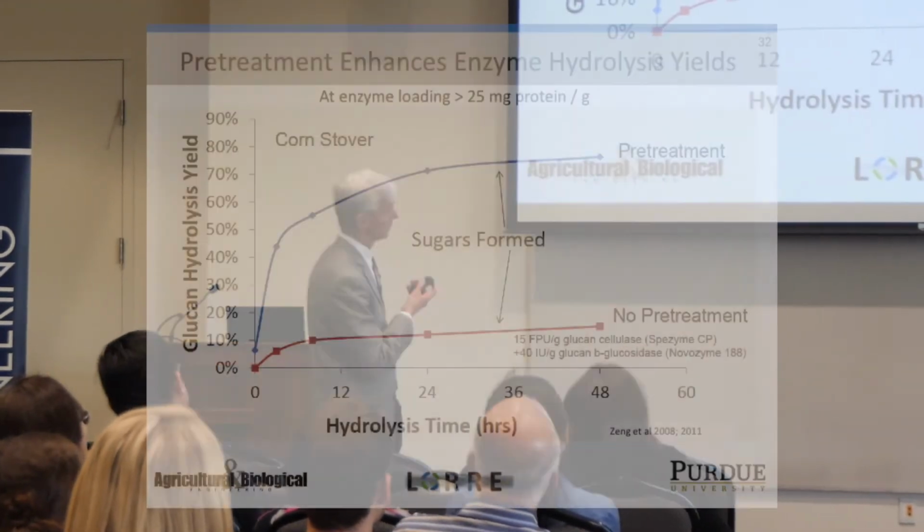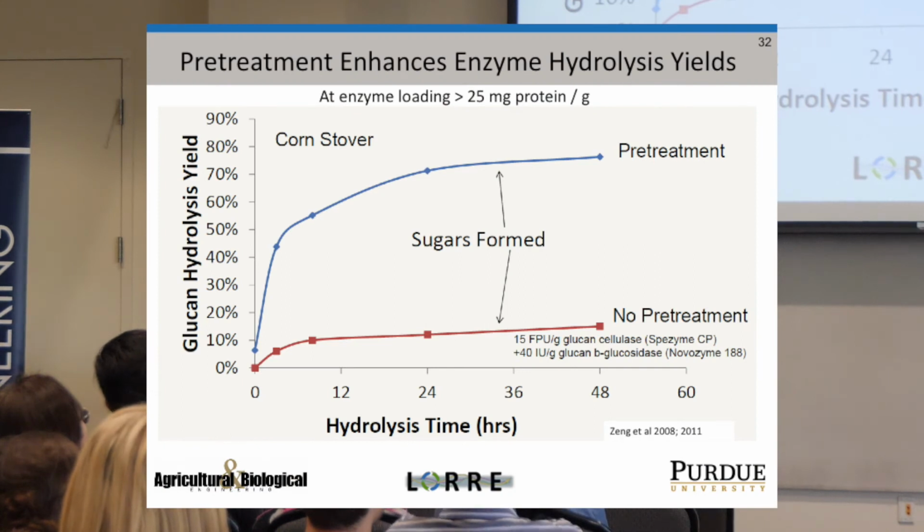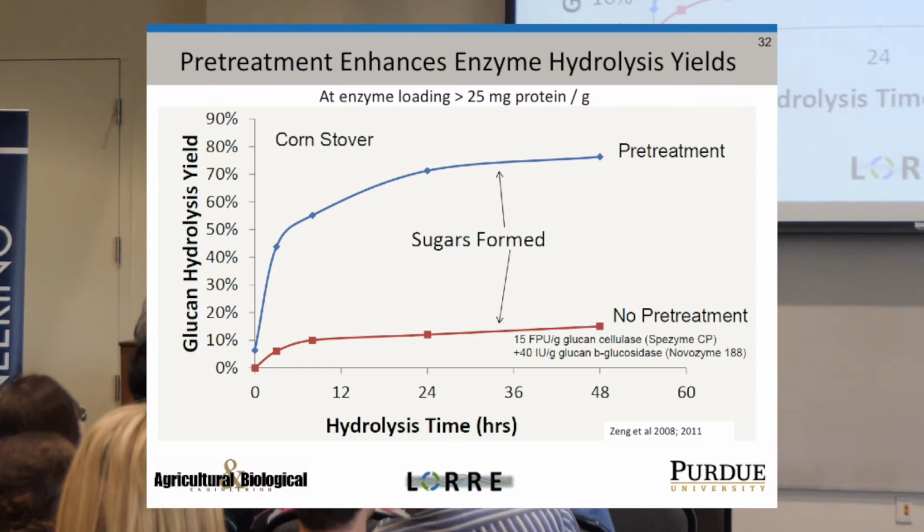So if you do pretreatment, this is from the very early days. For corn stover, for example, the red line on the bottom, no pretreatment, very little conversion. The blue line above, pretreatment. The conversion, I think, at this particular experiment was 70%. We combined enzymes from DuPont, Danisco, and Novozyme.